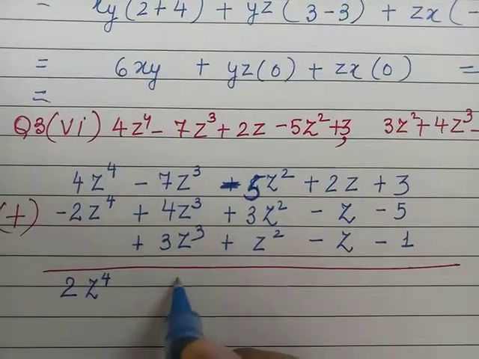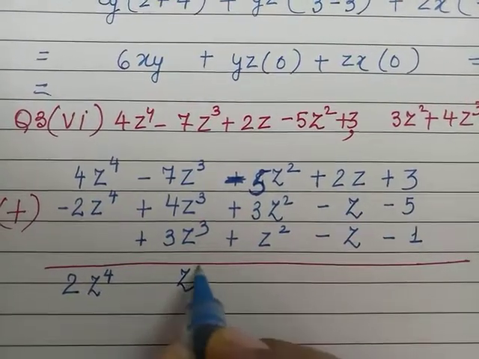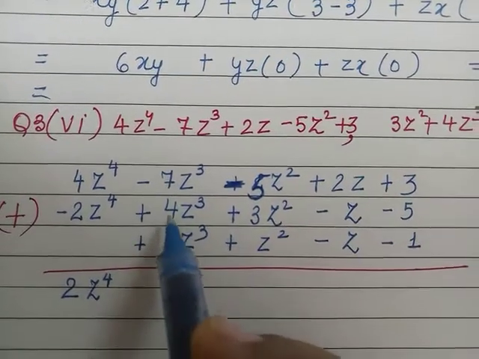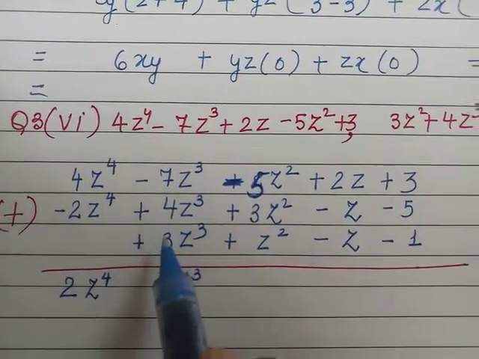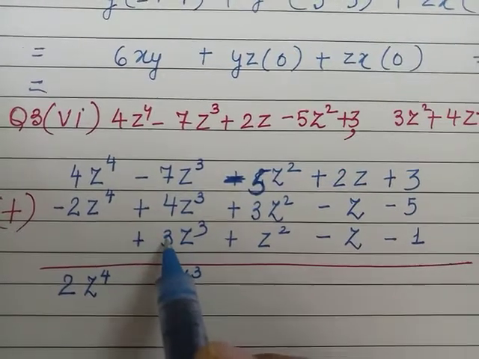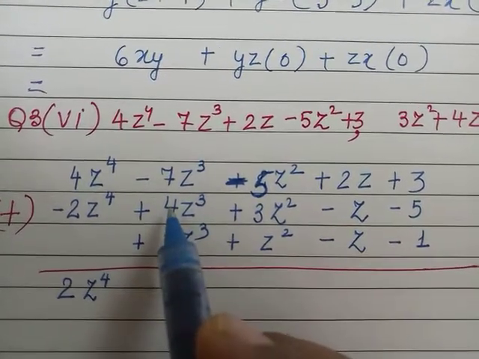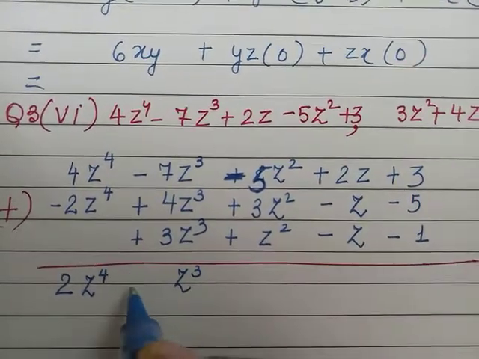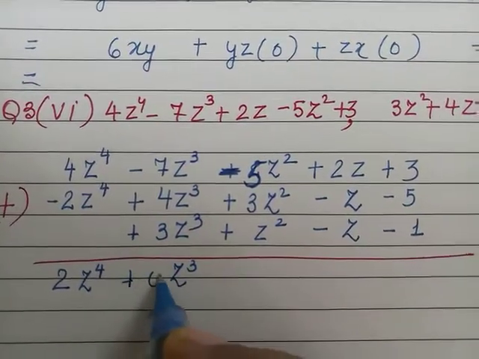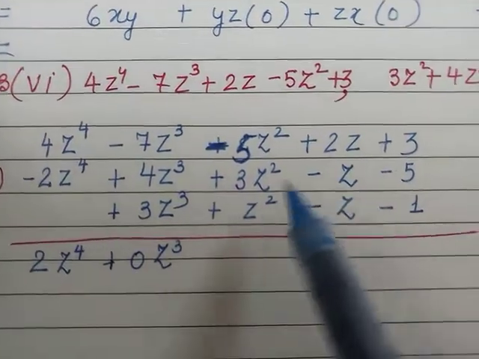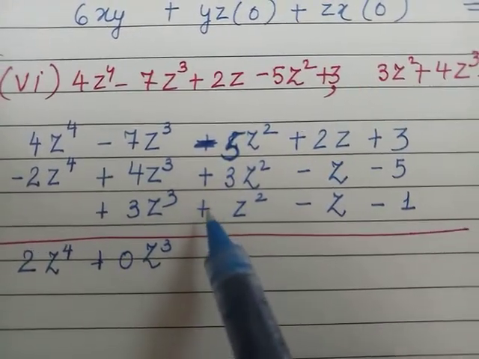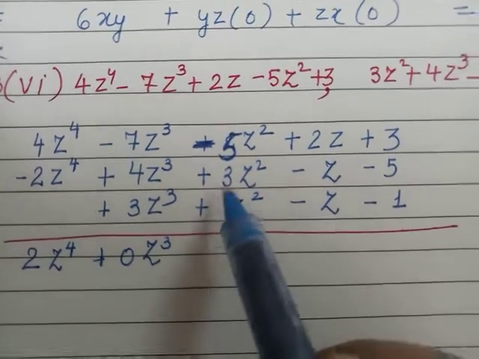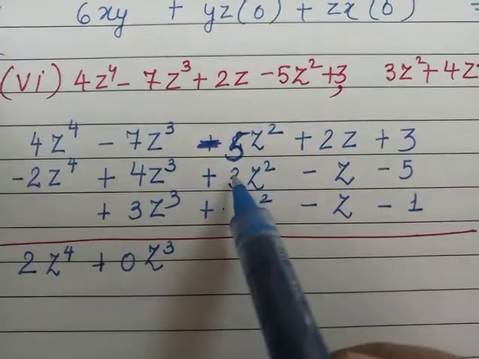Then firstly I write the variable, that is z cube. Now we have minus 7, and this is plus 4, and this is plus 3. Plus 3 and plus 4 will give you plus 7. Plus 7 and minus 7 will give you 0. So I write 0 z cube. Then it is plus 3. This is nothing, no number is here, then it is 1. 3 plus 1 will give you plus 4.